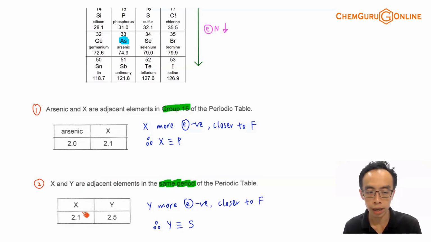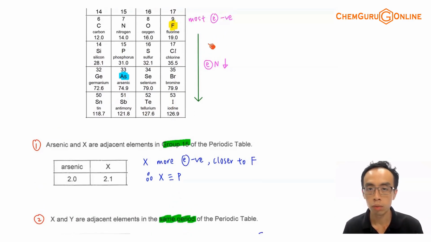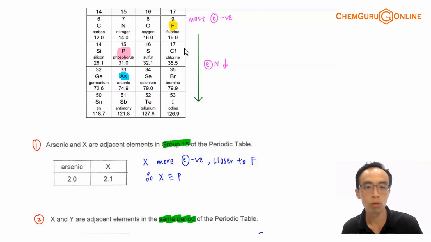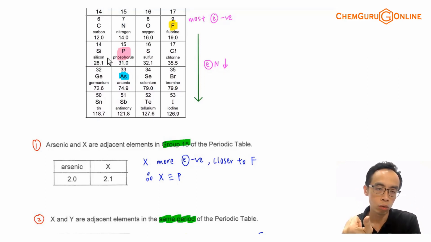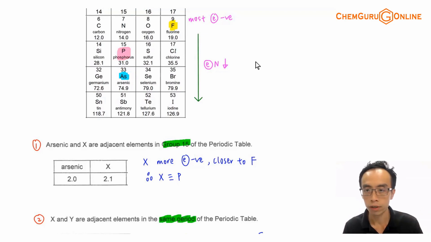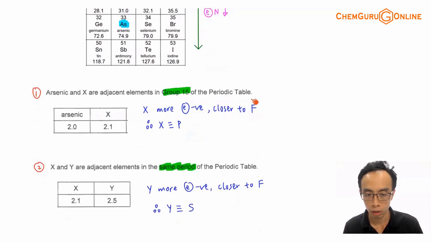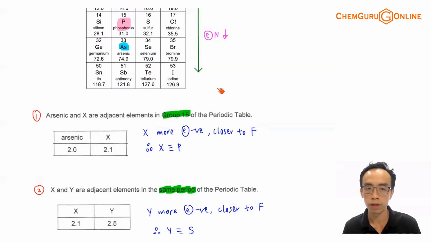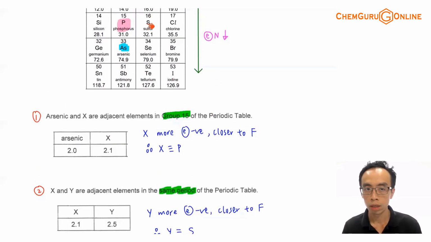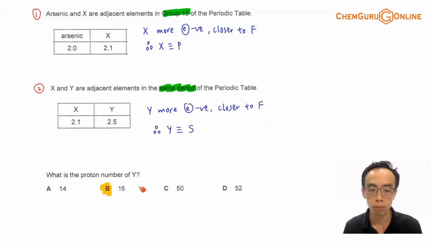So if I consider X versus Y, Y is more electronegative than X, so it will be even closer to fluorine. And earlier we've already determined that since my X is phosphorus, the element that is even closer to fluorine, I have to shift towards fluorine, and it will be sulfur. So from there, I can conclude Y will be my sulfur. So once I've determined my Y is equivalent to sulfur, then my proton number for sulfur will be 16. So the answer in this case will be B. Proton number for Y, which is sulfur, will be 16.